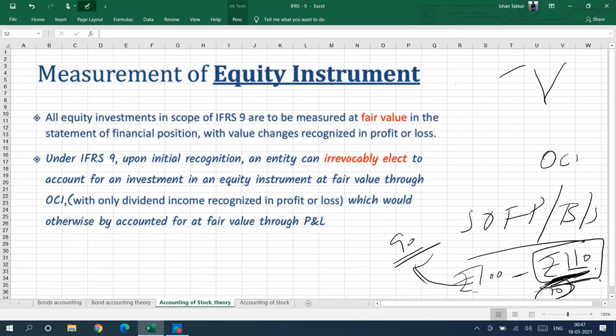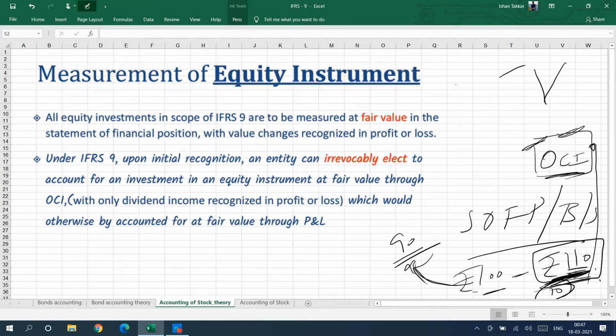You can take the change in the value to OCI instead of P&L. Like if it changed from 100 to 110, on the balance sheet you will be showing it at 110, but the 10 rupee profit you will not take to the profit and loss account. Instead, you will take it to OCI. And similarly, the 10 rupee loss you will not take into the profit and loss account, you will take it to OCI. And this is an irrevocable option.